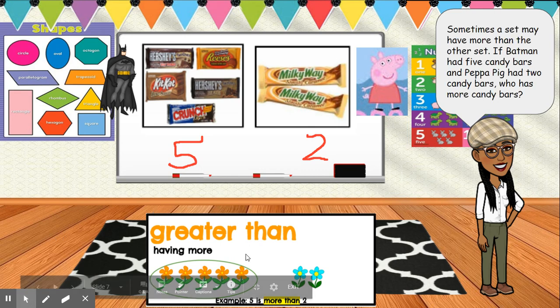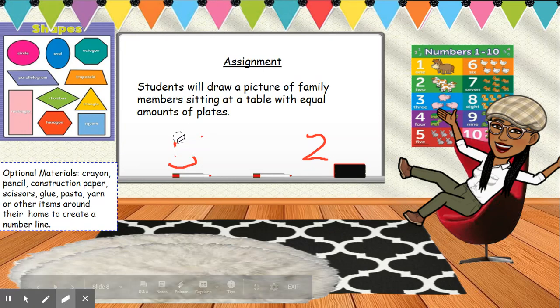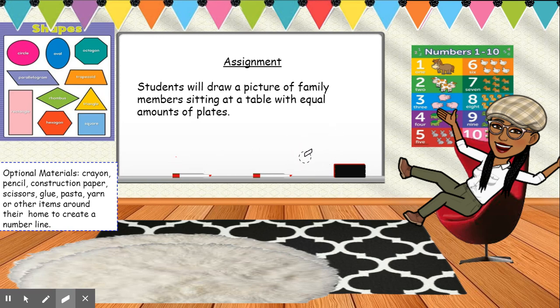Okay. And remember, instead of saying more, we could say greater than. Okay. So we could say Batman's candy bar is greater than Peppa Pig's. Okay. So now I'm going to incorporate the numbers. So I would say 5 is greater than 2. All right. Oops, Ms. Blanks forgot to erase those numbers. Count down 3, 2, 1, and 0.